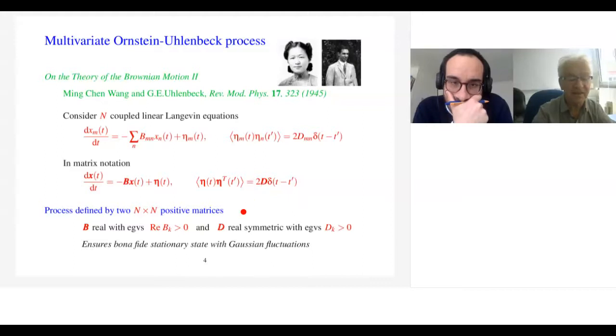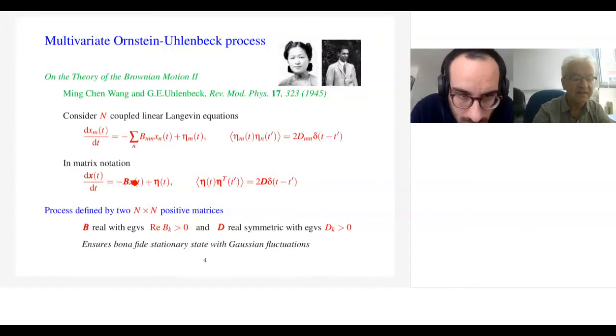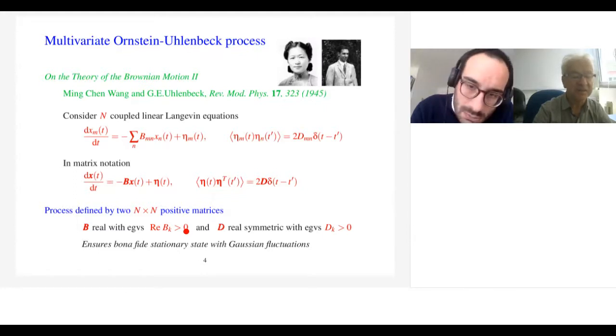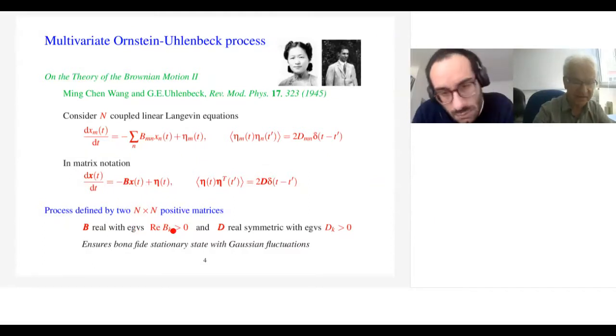They are square n by n matrices. I only work in the finite dimensional case. They are positive in a slightly different sense. B, the rate matrix, just has to describe the relaxation in the absence of noise. So in order for the origin to be stable, B just has to have eigenvalues whose real parts are positive. In general, B is not symmetric. It has no reason to be. So it has a complex spectrum. But the real parts of its eigenvalues have to be strictly positive.